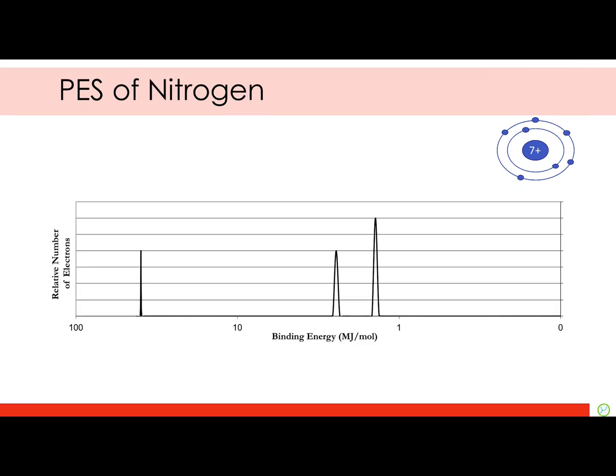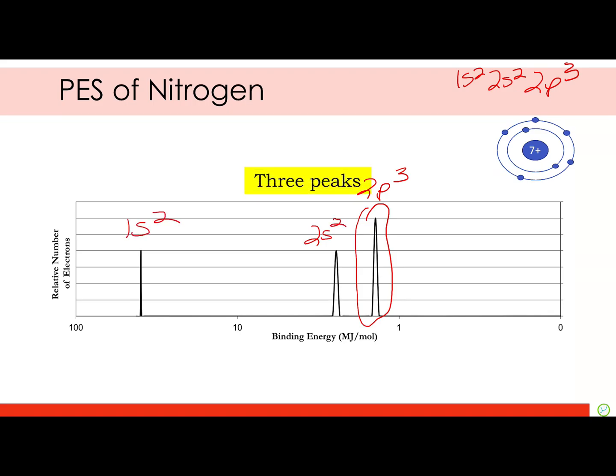Okay. Nitrogen, we have a 1s2, a 2s2, a 2p3. So notice my peak right here is higher than the other two, which are the same height. So these are my 2p electrons. So these are my 2p3s. This is my 2s2. This is my 1s2. 3 peaks.